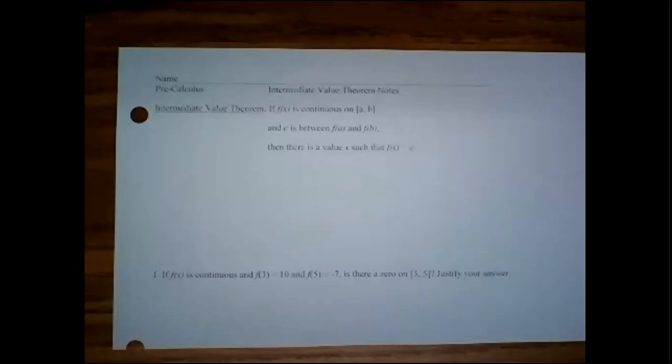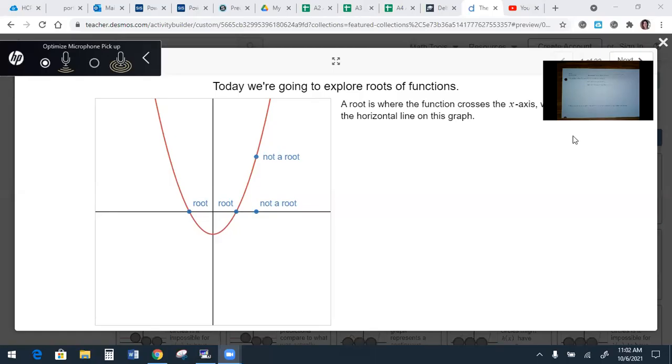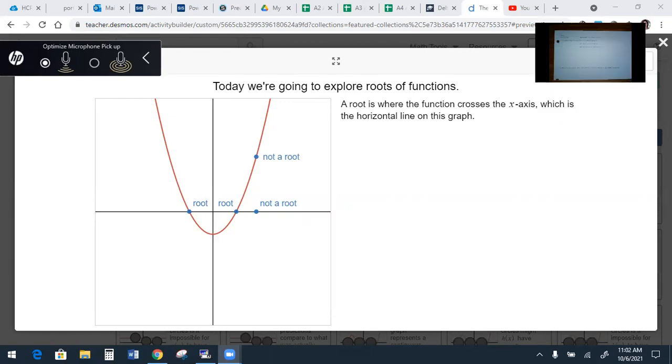All right, so we are going to start by doing this Desmos activity. So let me share my screen. And we're just going to go through it together as a group, okay? We're going to put this so it's out of the way. There we go. All right, so today we're going to explore roots of functions.